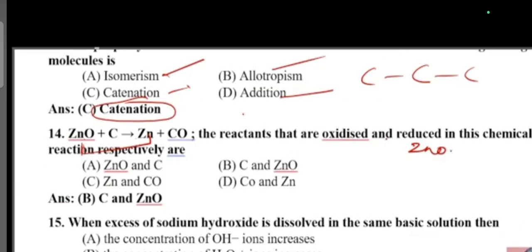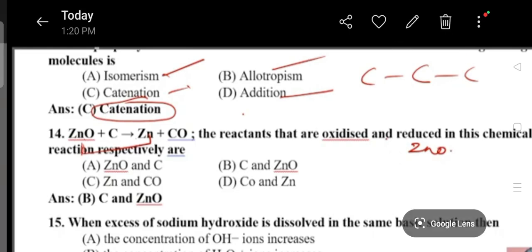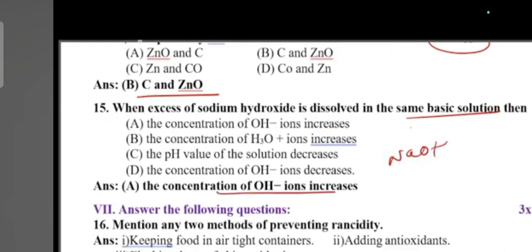ZnO plus C gives Zn plus CO. The reactants that are oxidized and reduced in this chemical reaction are C and ZnO. When excess sodium hydroxide is dissolved in the same basic solution, the concentration of OH ions increases.